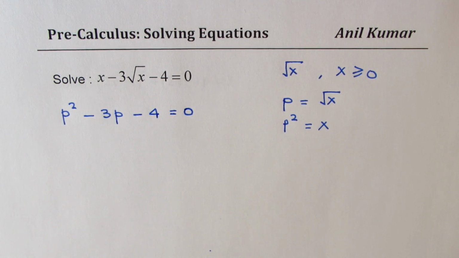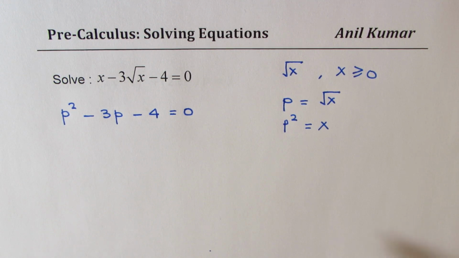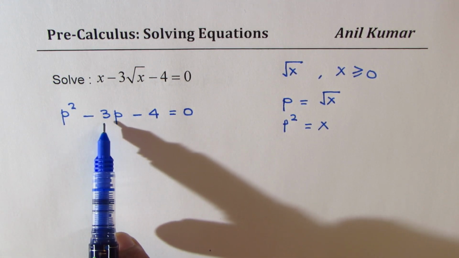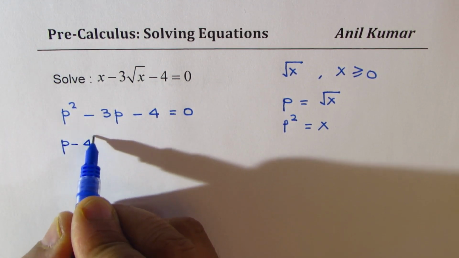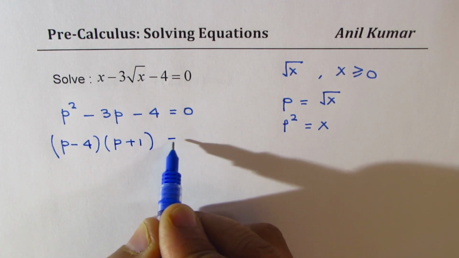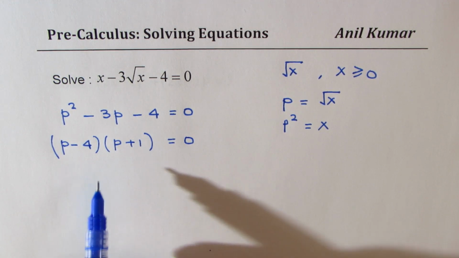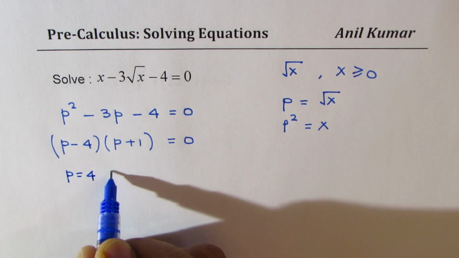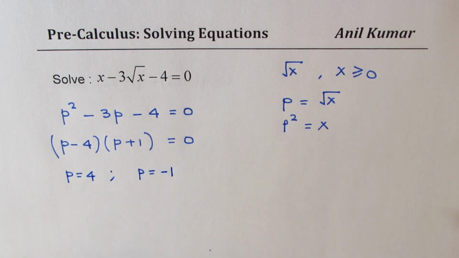So this is a very simple quadratic equation to solve. We'll do product and sum to factor. 4 times 1 gives you 4, negative 4 plus 1 will give me minus 3. So p minus 4 times p plus 1 equals 0. Now that will give us two solutions. One of them is p equals 4. The other one is p equals minus 1.